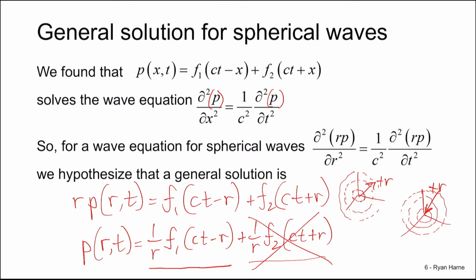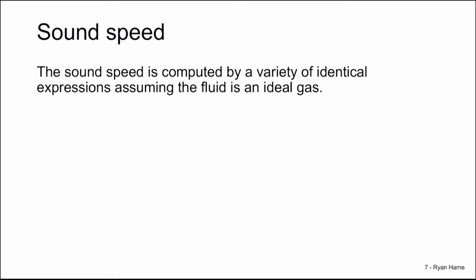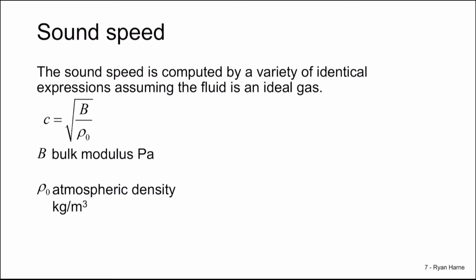So then let's explore more about this constant C, the phase speed or sound speed. It takes on a variety of terms. The sound speed is computed through a number of techniques. If we assume the fluid is an ideal gas, the most common computation of sound speed that we'll use in this course is C is equal to the square root of the ratio of the bulk modulus, which is in units pascals, and the atmospheric density, which is in units kilograms per meter cubed. The units, if you work out all the math, will still be meters per second.